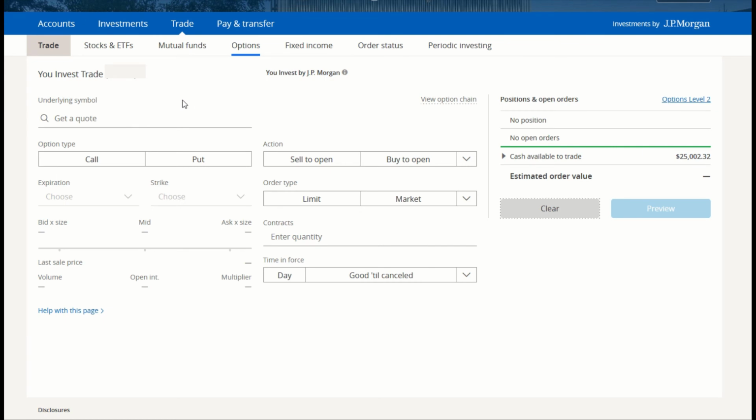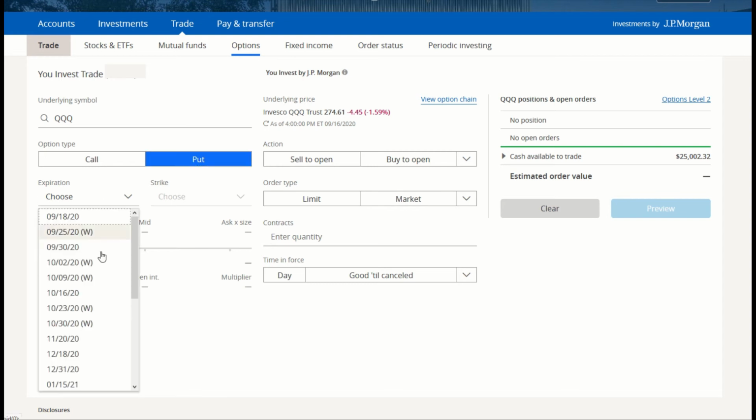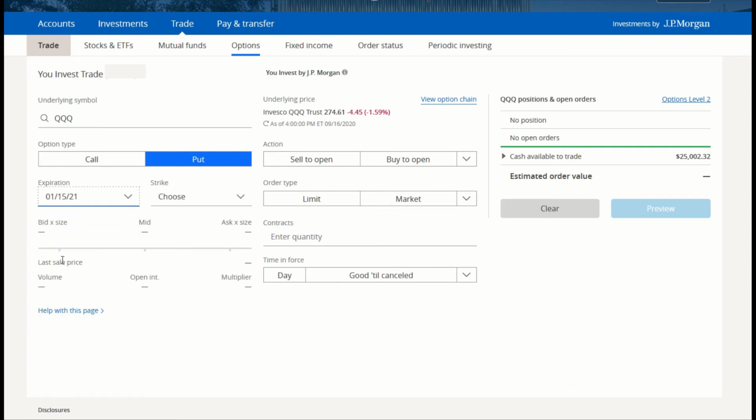All right, guys, so let us try to put in an order. So the underlying symbol, let's look at NASDAQ. One of the ETFs that tracks the NASDAQ is QQQ. Okay, so QQQ, and let's try the put option. For expiration, the market is trying to find some direction, so let's go a little far out. Let's go to January 15th.